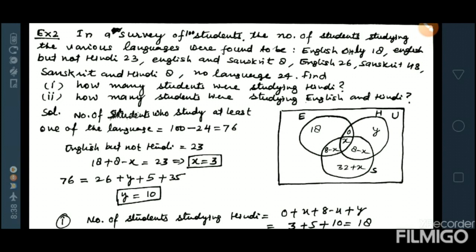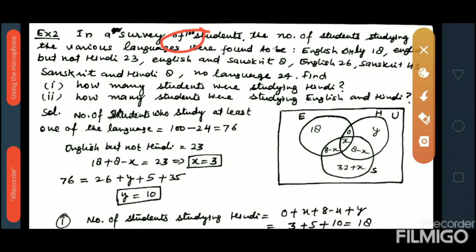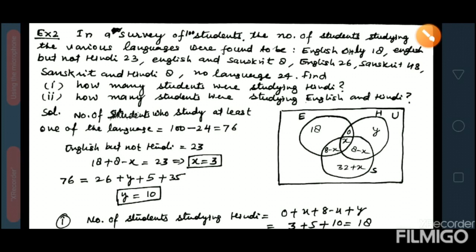Now move to example 2. In a survey of 100 students, the number of students studying the various languages were found to be: English only 18, English but not Hindi 23, English and Sanskrit 8, English 26, Sanskrit 48, Sanskrit and Hindi 8, no languages 24. Find how many students were studying Hindi, and how many students were studying English and Hindi.